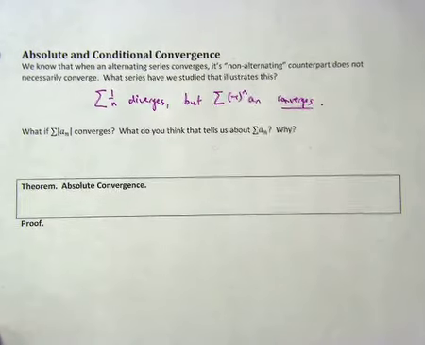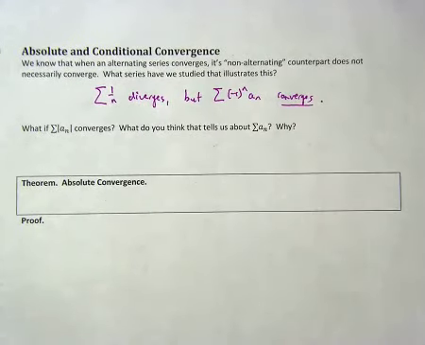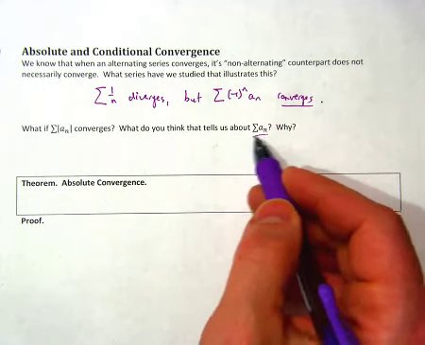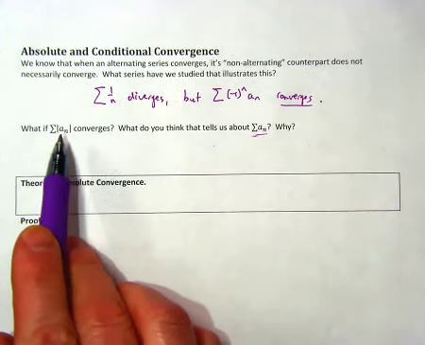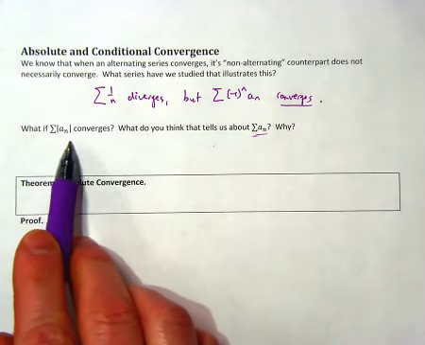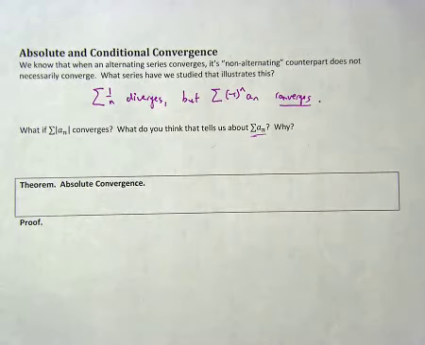So here's the question. I'm going to ask you to pause after we read this. What if we took the absolute value, and what if it converged with all positive terms? What do you think that would tell us about letting it converge without the absolute value? So say there's some negative terms in there. What if it converged if we made them all positive? What do you think that would mean and why? So why don't you pause the video and think about that.